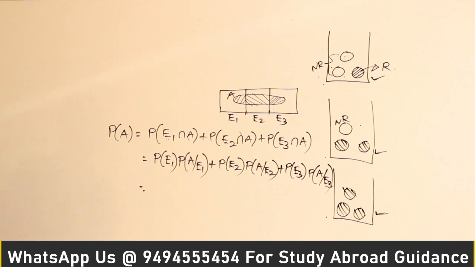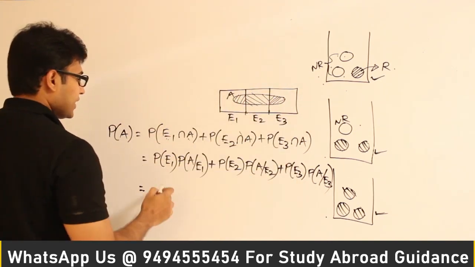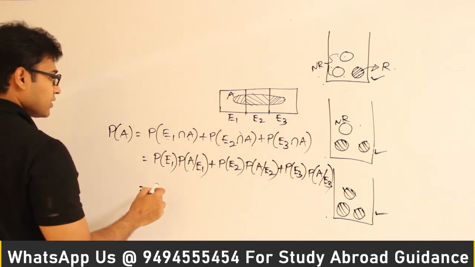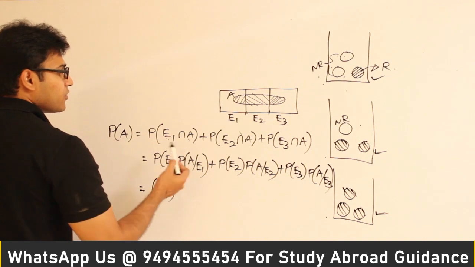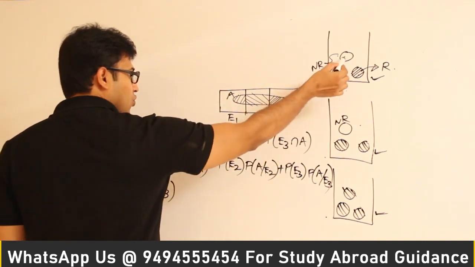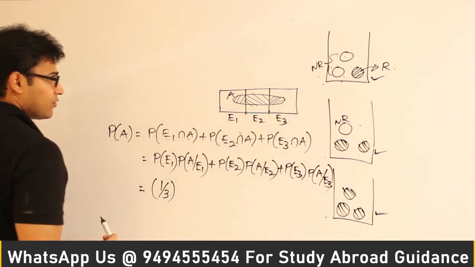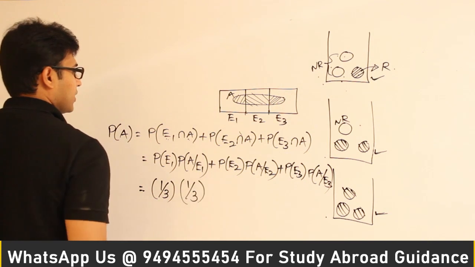Now what is the probability that the bag can be of this type? All these three are equally likely because we don't know which one, therefore we assign the same probabilities. 1 by 3 into P of A given E1, which means if the bag would have been of this type, which means 2 are non-red balls and 1 is red ball, then what is the probability of getting the red ball? 1 by 3, right?